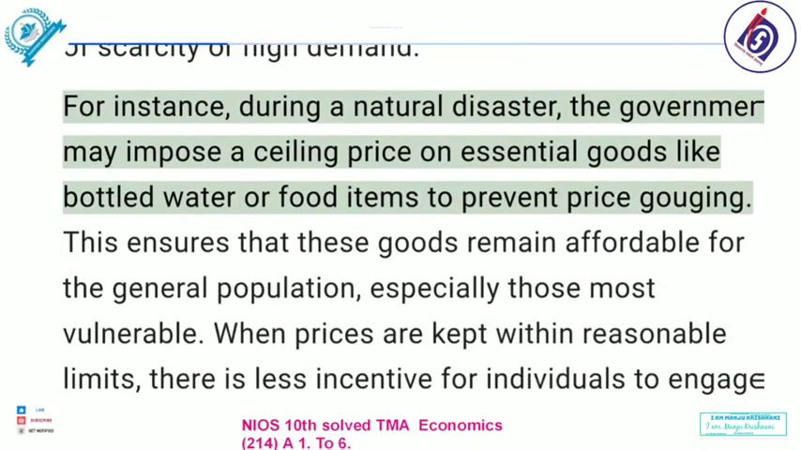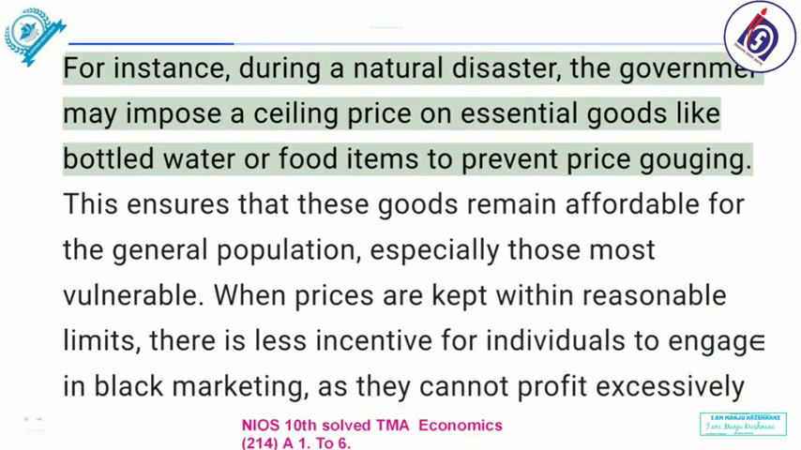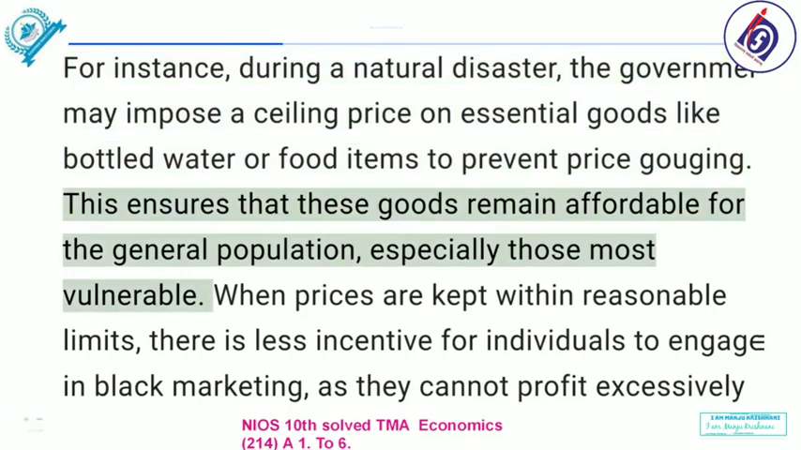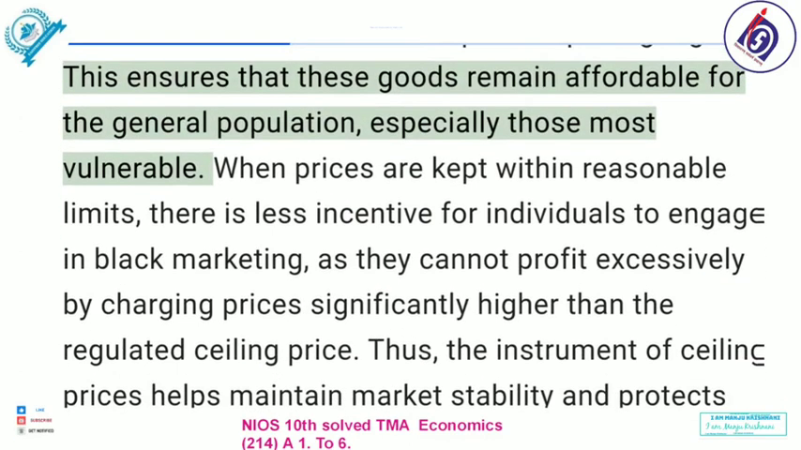For instance, during a natural disaster, the government may impose a ceiling price on essential goods like bottled water or food items to prevent price gouging. This ensures that these goods remain affordable for the general population, especially those most vulnerable.